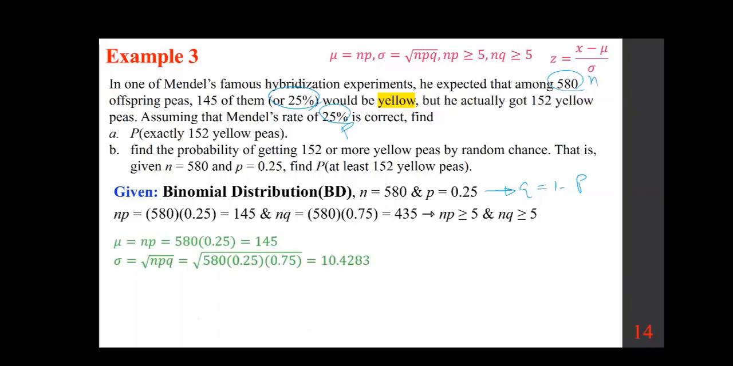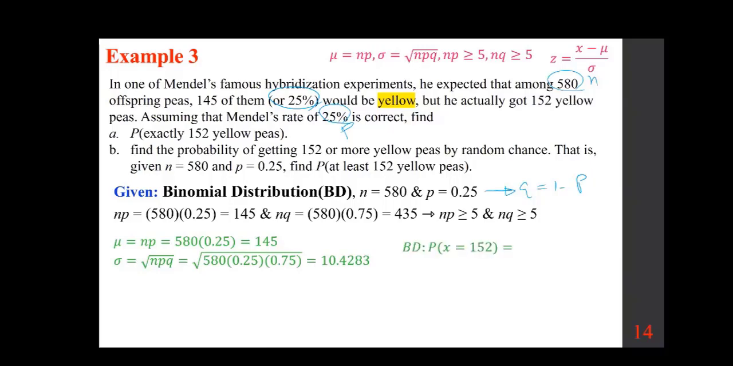So let's calculate that. Mu equals np has been already calculated as 145. Sigma, when we multiply them and take a root, becomes 10.4283. Notice it's a good practice to carry a lot of decimals. And if you are rounding, you round it at the end, and that's extremely important. So with that being the case, the first part is asking for the probability of exactly 152 yellow peas. That means probability of x equals 152.